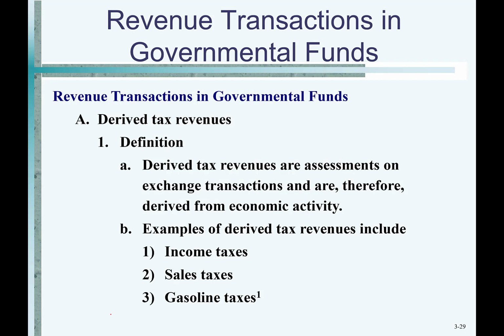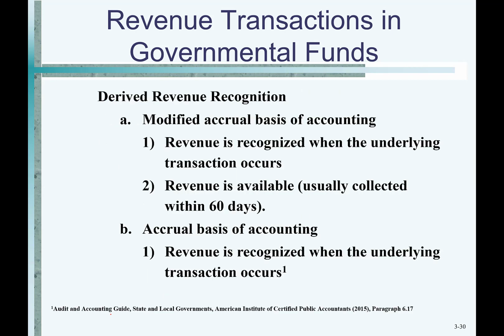Now the rule for derived revenues, therefore, is that you take the revenue in the period in which the underlying transaction occurs. So, I have sales in 2019. But I don't collect those sales taxes until 2020. Is that 2019 revenue or 2020 revenue? Good, it's 2019 because the underlying sale took place in 2019.